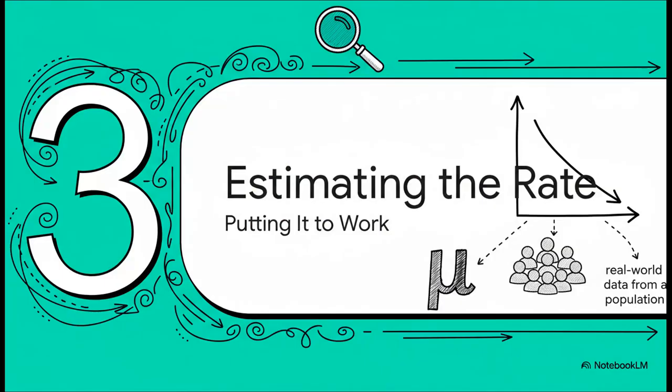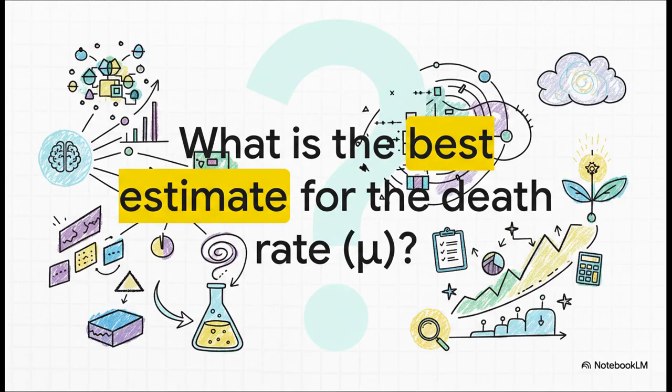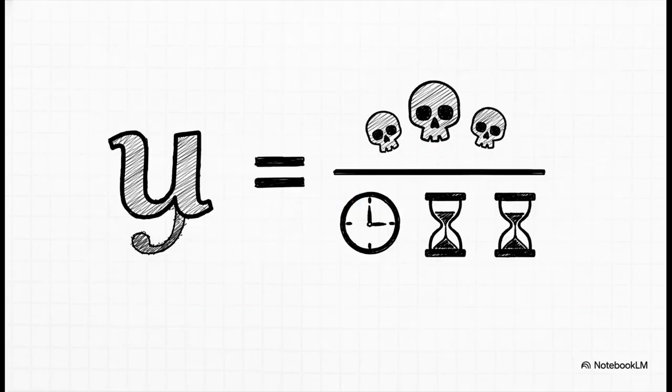Okay, so we've got the model and we've got its rules, but how do we actually find that all-important number, mu, from real-world data? This is the central question for anyone using this model, isn't it? It all comes down to finding the best possible estimate for that death rate. And after all that theory, the answer is beautifully, almost shockingly simple. The best estimate for the death rate is just the total number of deaths you observed divided by the total amount of time you observed everyone. Deaths per unit of time.